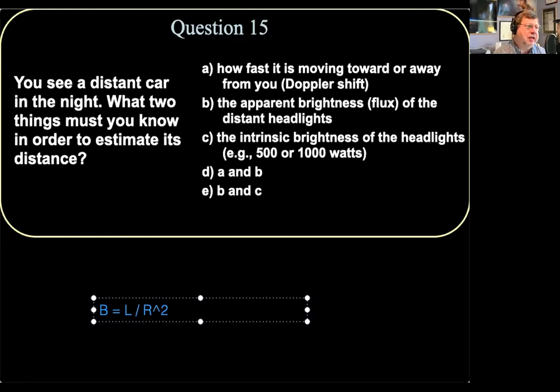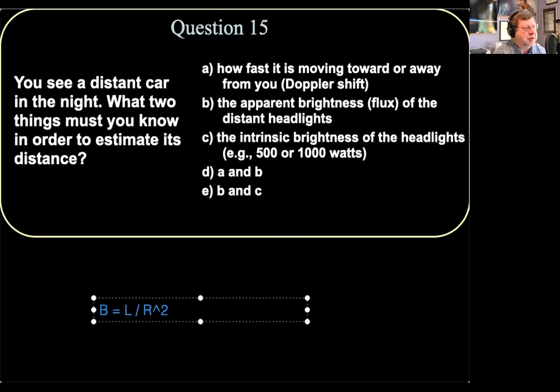And notice that neither of these involve the speed, okay? It was only Hubble that was able to relate through the Hubble relation that there was a relationship between speed and distance. But that's the Hubble relation, not this intrinsic brightness. This is known physics that is just fundamental. I mean, this is one of the fundamental laws of physics, that the brightness of something varies as the intrinsic luminosity over r squared.